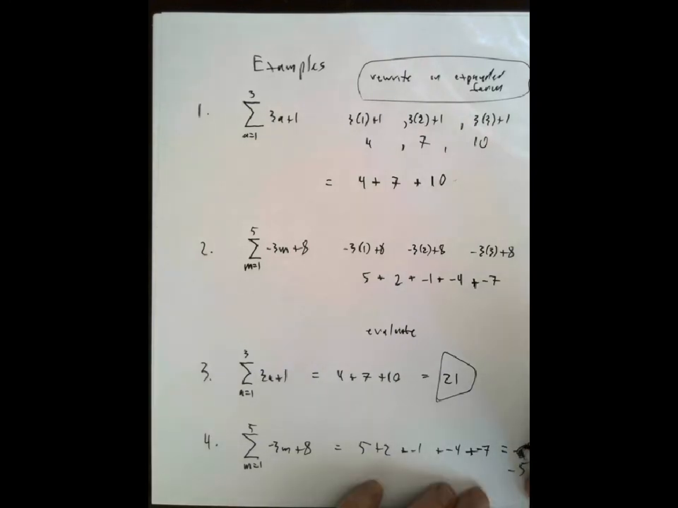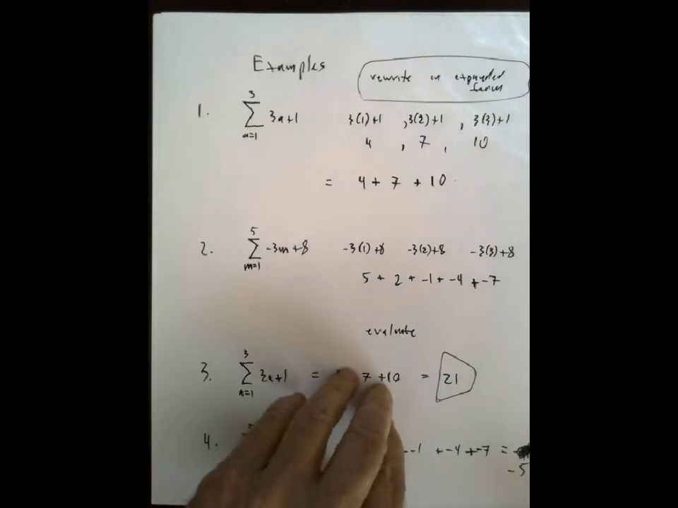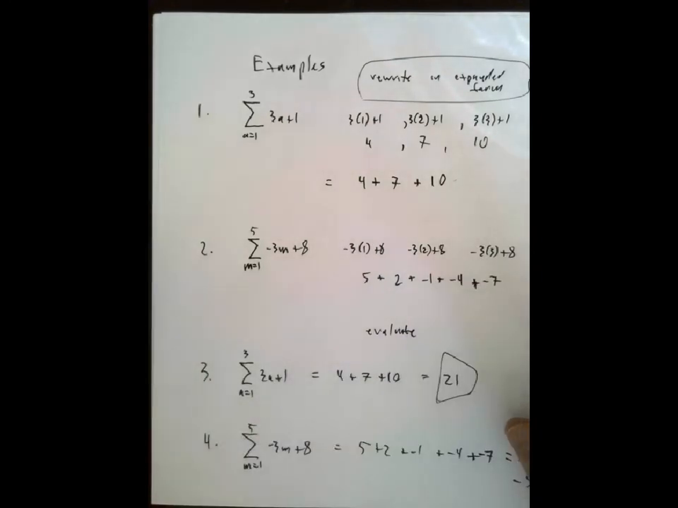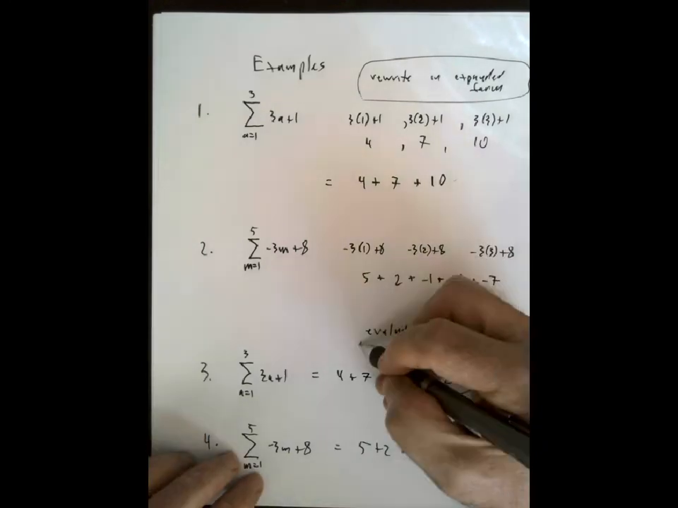So this is the sum of those first 5 terms. That's the sum of this series, and it's been evaluated. Okay? Very good. So that's how that goes. So this is evaluate.